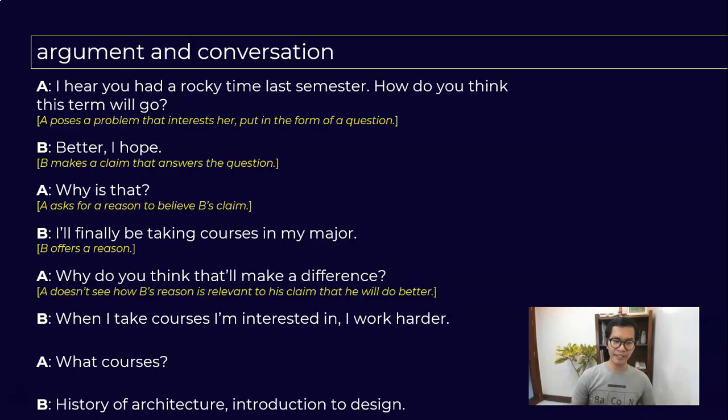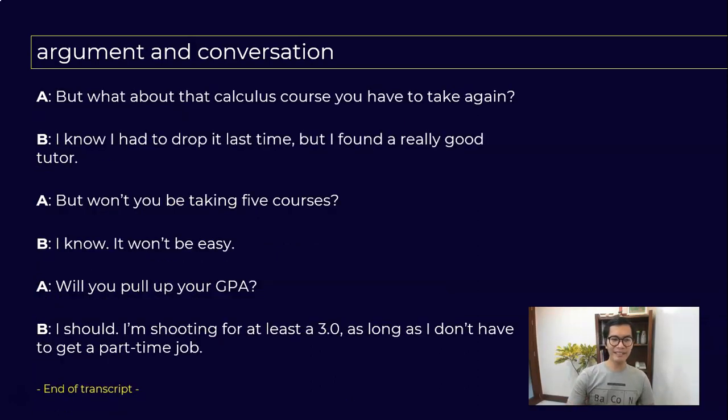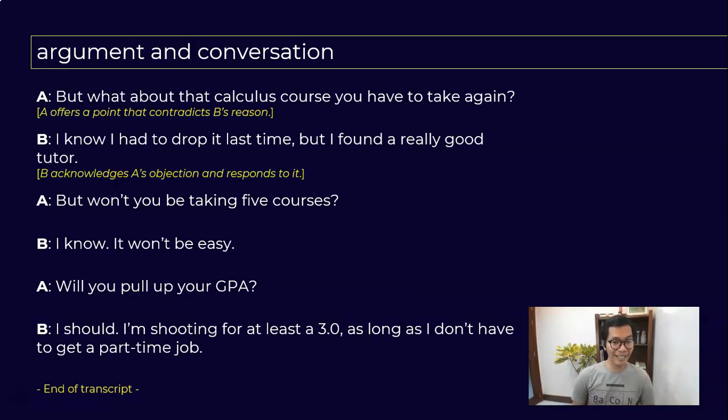And then you have here another question from A. A doesn't see how B's reason is relevant to his claim that he will do better. And B offers a general principle that relates his reason to his claim. And then going back to A, so A asks for evidence to back up B's reason. And you have now the response of B. Then A now offers a point that contradicts B's reason. And B acknowledges A's objection and responds to it.